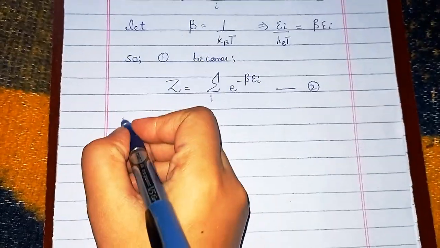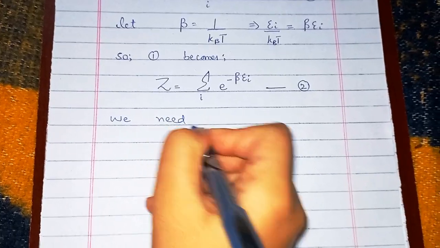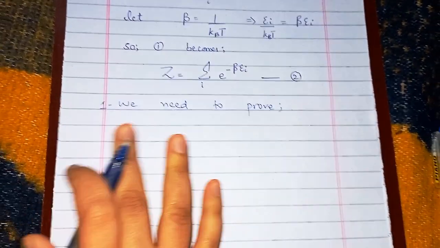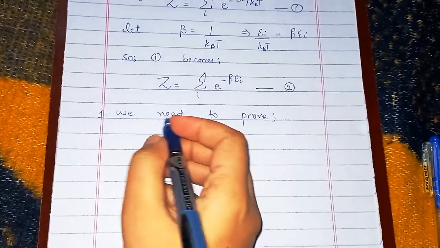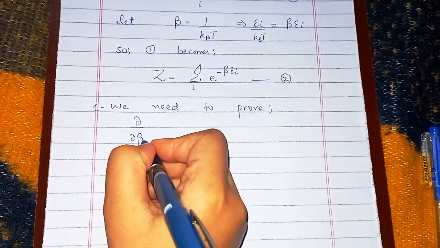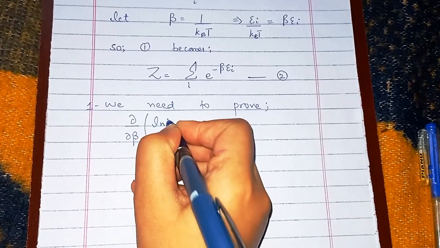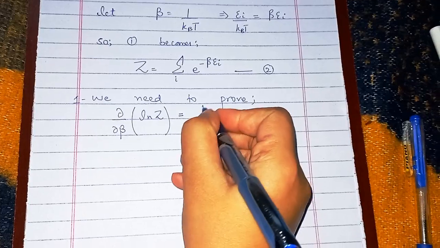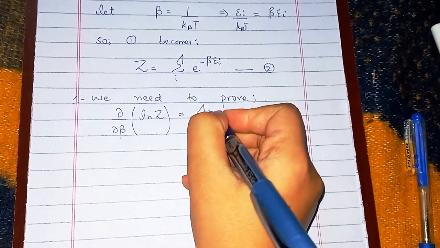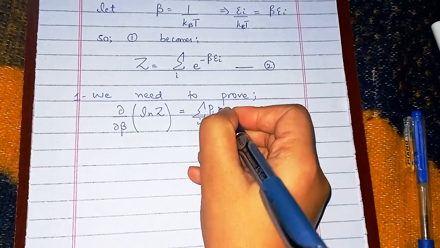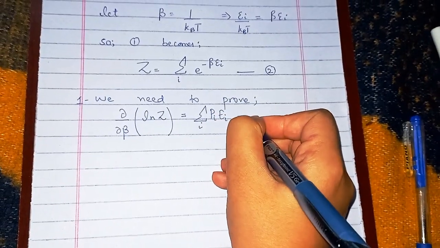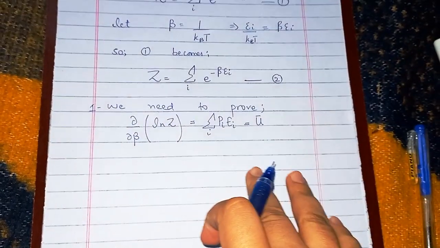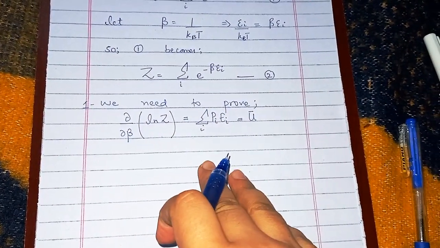Okay. We need to prove, you can write 1 here to show that it's the first relation that we are going to prove. It's partial by partial beta of natural log of z, we have to prove that it is equal to summation over i of pi ei, where pi is the probability, and that is equal to the average energy. Okay, this is the first relation that we need to prove.